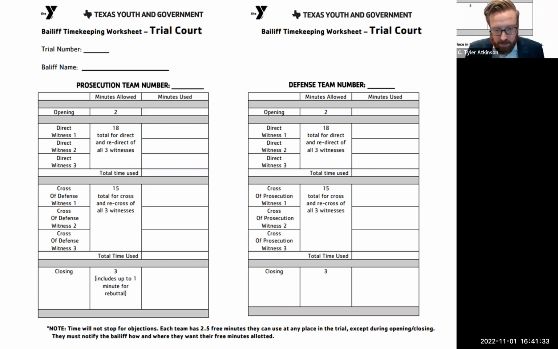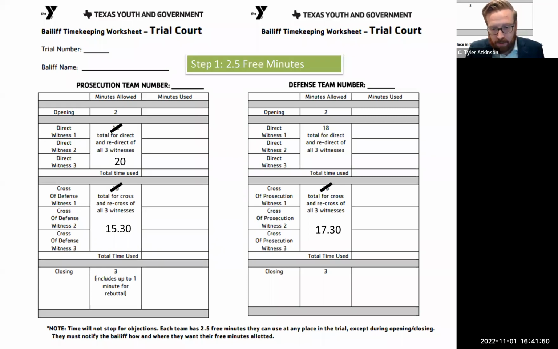So let's talk through some examples. Note down here at the bottom, time will not stop for objections. The teams each will have 2.5 free minutes that can be used anywhere. They must notify the bailiff pre-trial where those 2.5 free minutes are going to be used. So this is an example of allotting those 2.5 free minutes.